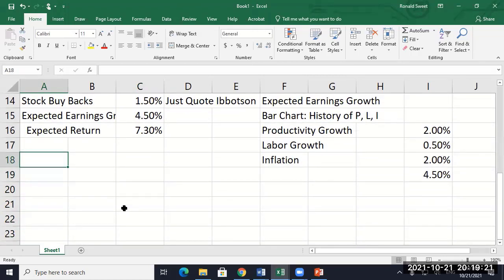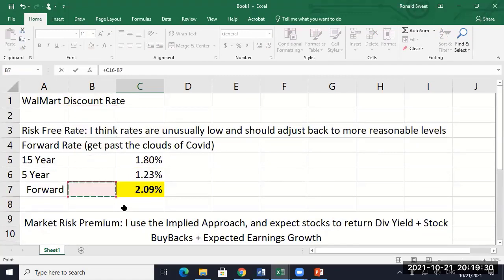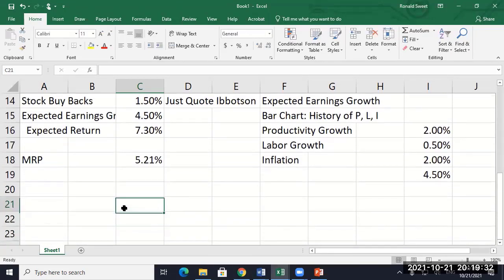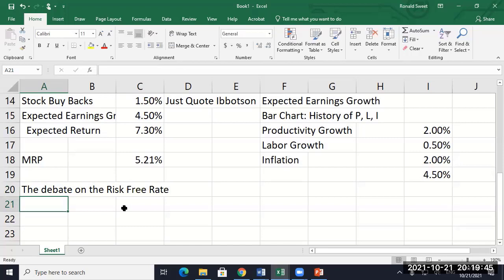All right, so there's my expected return on stocks. So what is my market risk premium? 7.3% minus 2.09. All right, now let's see how well you know CAPM. Let's talk about the debate over the risk-free rate. Should you adjust it or not adjust it?